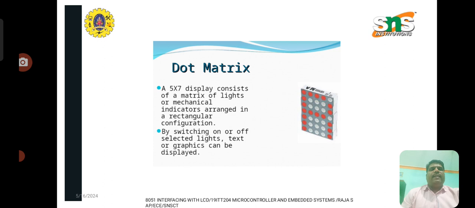Sometimes instead of LCD, we also use the dot matrix. A 5x7 dot matrix consists of a matrix of lights or mechanical indicators arranged in a rectangular configuration. By switching on and off selected lights, text or graphics can be displayed.